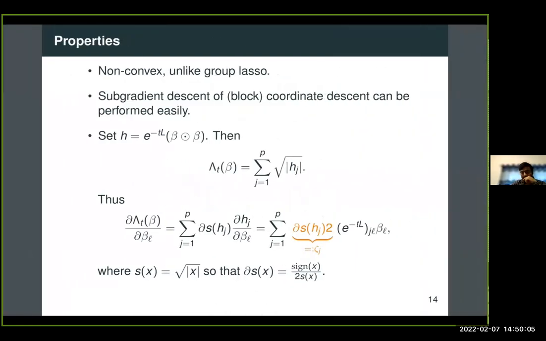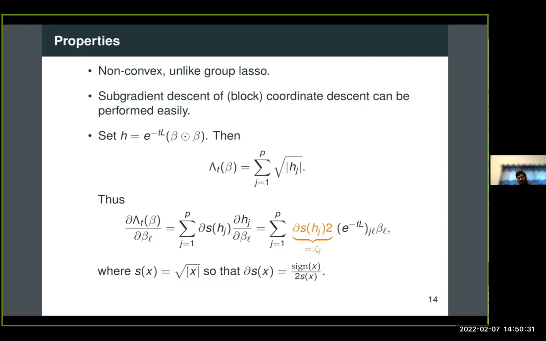Okay, so the first problem with this is that this is not convex, unlike group lasso. So there might be local optima, and optimization is potentially more difficult. The nice thing about this is that subgradient descent or coordinate descent can be performed very easily.